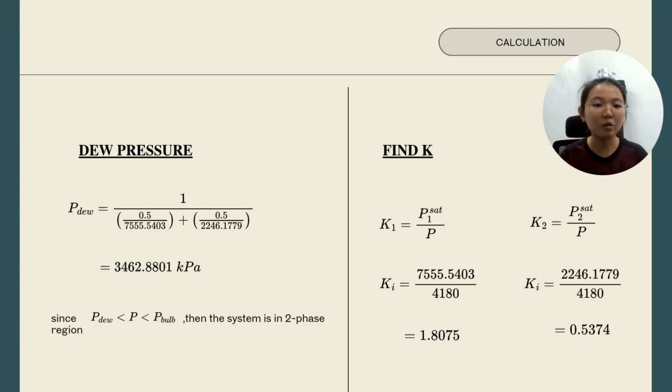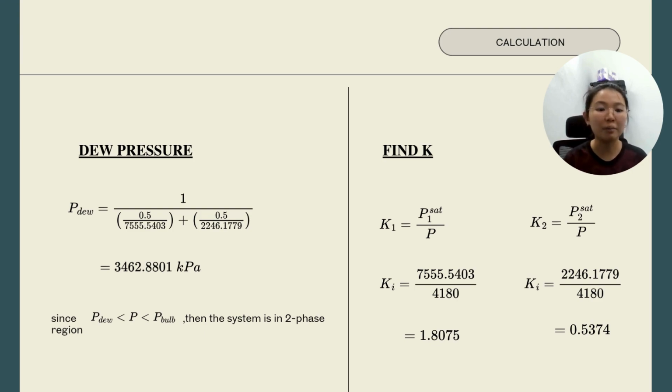Next, we calculate our lower boundary, the dew point pressure, which comes out to 3,462.88 kPa. This represents the exact point where an all-vapor mix starts to condense. This brings us to a crucial checkpoint. Our actual operating pressure is set at 4,180 kPa. Because 4,180 kPa falls squarely between our dew and bubble pressures, we have a mathematical proof that our system is sitting inside the two-phase region. We have a physical mix of liquid and vapor.